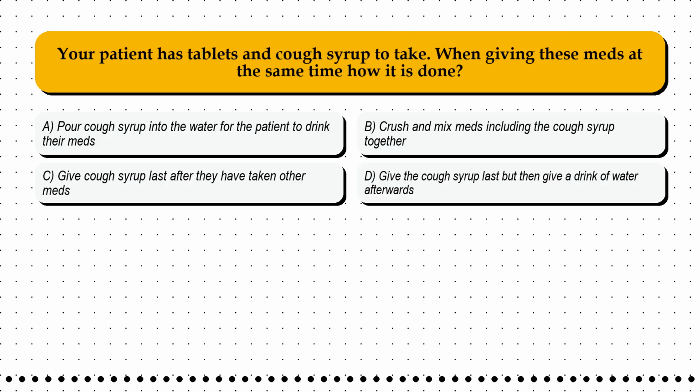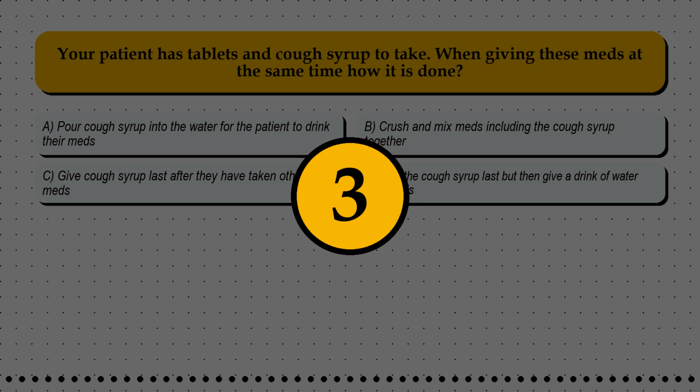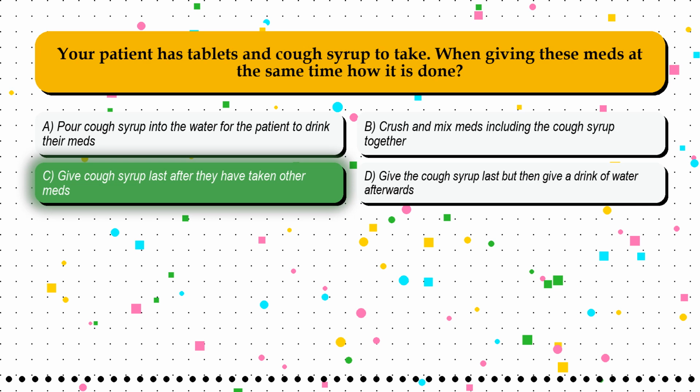Question 226. Your patient has tablets and cough syrup to take. When giving these meds at the same time, how is it done? Option A, pour cough syrup into the water for the patient to drink their meds. Option B, crush and mix meds including the cough syrup together. Option C, give cough syrup last after they have taken other meds. Option D, give the cough syrup last but then give a drink of water afterwards. The correct answer is option C, give cough syrup last after they have taken other meds.